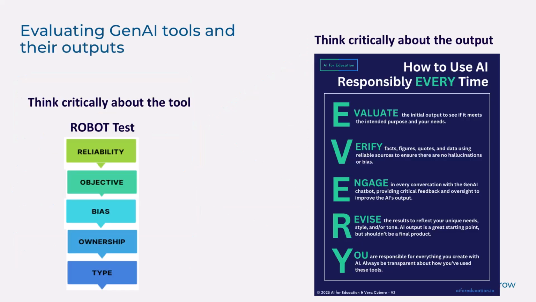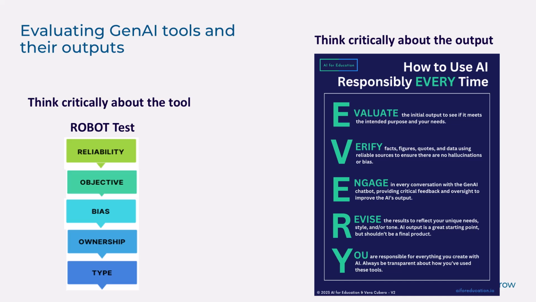Because of these ethical considerations, we have a couple of tests that we use in the library to evaluate GenAI tools and their outputs. Before you start using GenAI, it's helpful to think critically about the tool. For example, how reliable is the information about the technology? What is the objective of the tool? What could create bias in this AI tool? And who is the owner or developer of this technology? What subtype of AI is it? What kind of information does it rely on? And this is information that should all be readily available for you to assess.